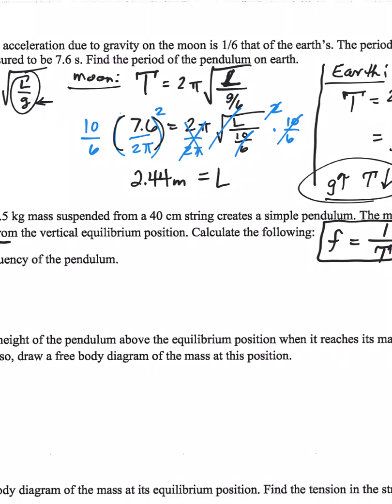All right. So calculate the frequency. If we want to calculate frequency, all we need to do is find the period. And then take the reciprocal. Right? So let's start by finding the period. The period is going to be 2 pi times the square root of L over g. So this is 2 pi. What was the length of the string?